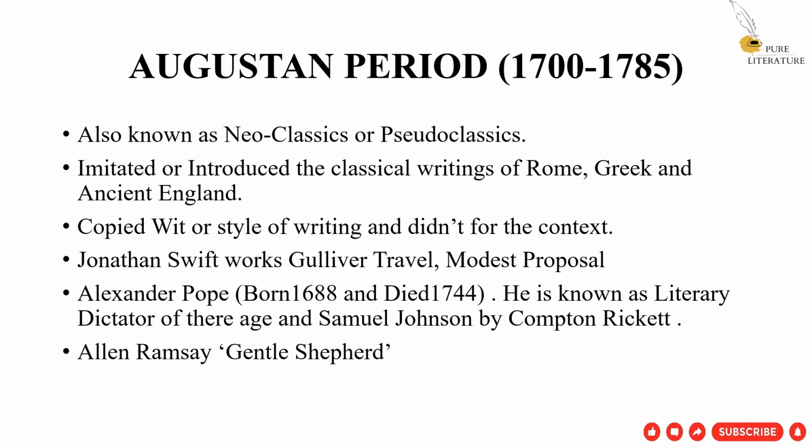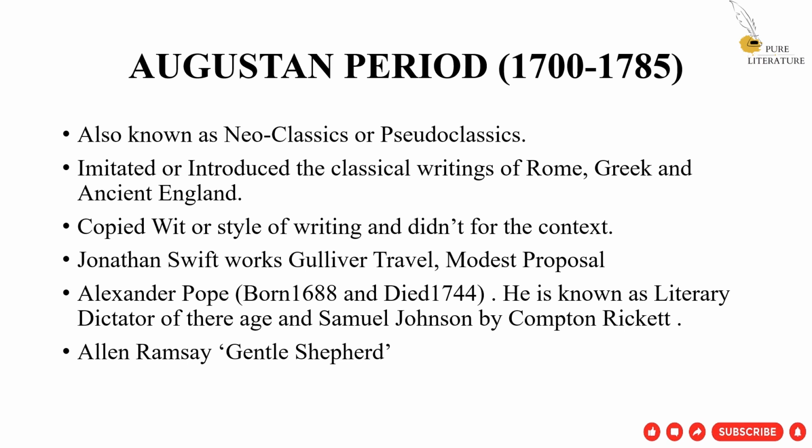The writers of this age include Jonathan Swift, who hated mankind and was in love with a girl known as Stella. He also wrote very famous works known as Gulliver's Travels and A Modest Proposal, which is a juvenile satire. Another writer is Alexander Pope, born in 1688 and died in 1744. Compton Rickett said that Alexander Pope was the literary dictator of this age, and he also called him Samuel Johnson.